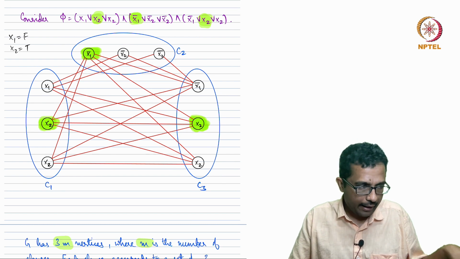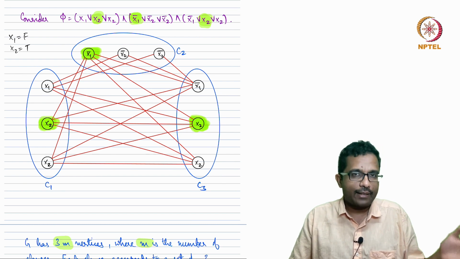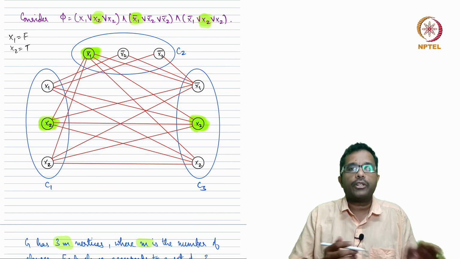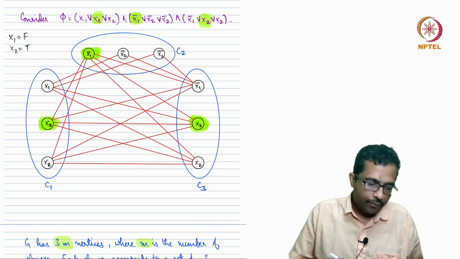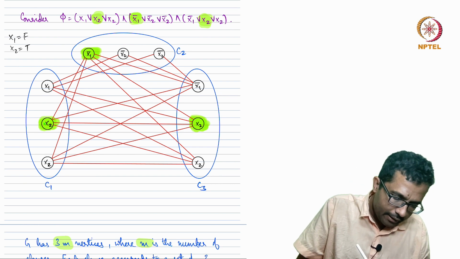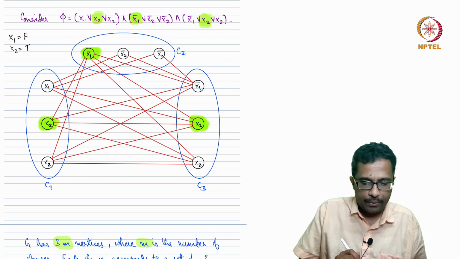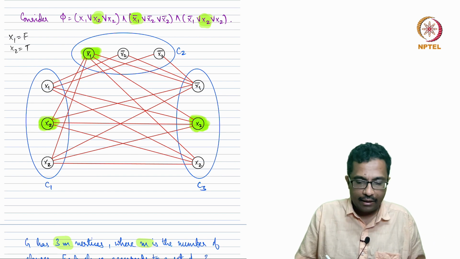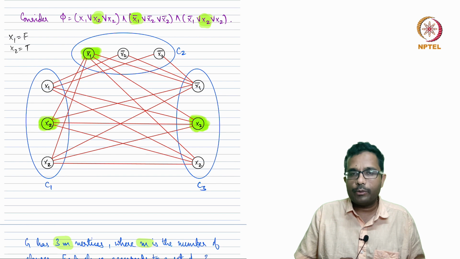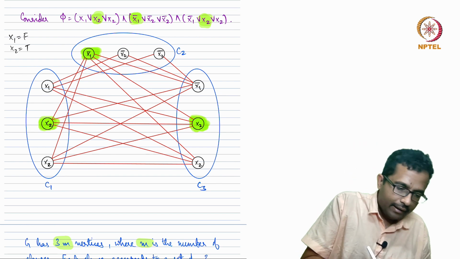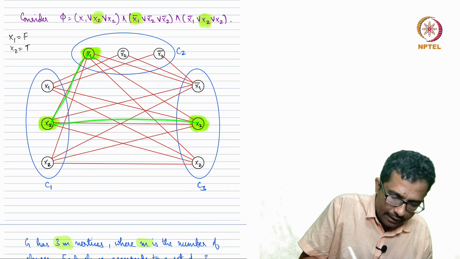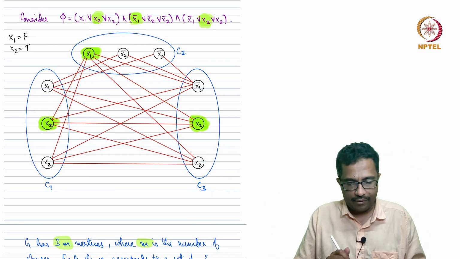So either for a variable xi, the xi was a true variable and only xi was picked, or xi complement was picked, but not both. So that means that the vertices picked from the three groups, or from the m groups in general, right? In general we have m clauses, all of them will be adjacent to each other, and that gives an m clique. And here we have a 3 clique because m is 3, right?